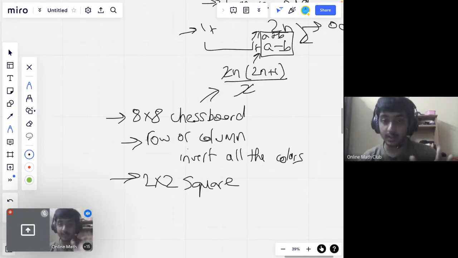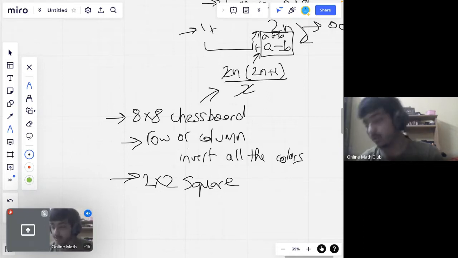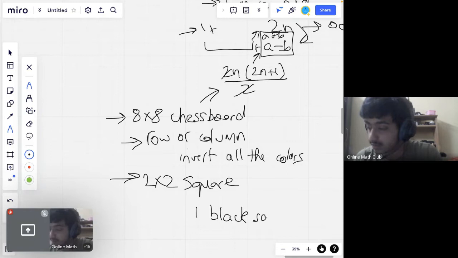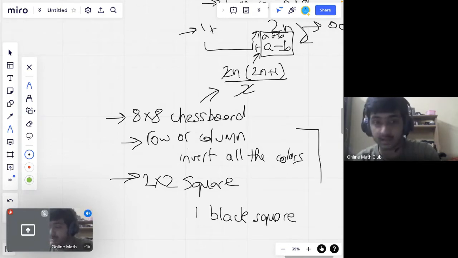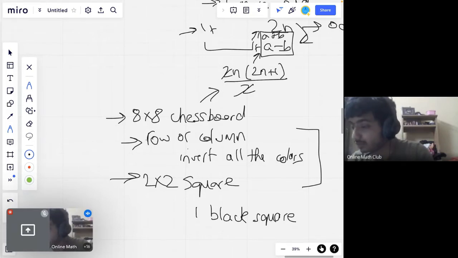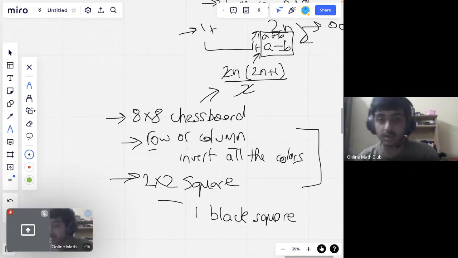So you have an 8 into 8 chessboard. You can take a row or a column and invert all the colors, or you can also take a 2 into 2 sub square and invert all the colors. Show that you can never end up with one black square. So this is your process. Your process is inverting all the colors in a row or a column, or a 2 into 2 square. You have three types of moves, because the row is separate, the column is separate, the 2 into 2 square separate. Show that you can never get one black square.